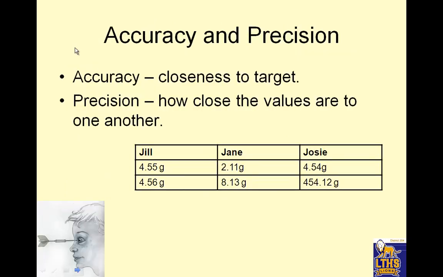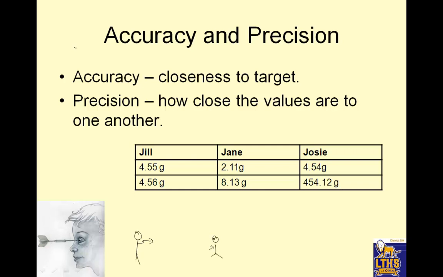Accuracy and precision. Accuracy is closeness to the target. So if I am trying to aim at, say, Ahmed, I'm going to throw a dart at Ahmed's eye. Here's Ahmed. Ahmed says, "Ooh, Mr. Feller, you're scaring me aiming for my eye."